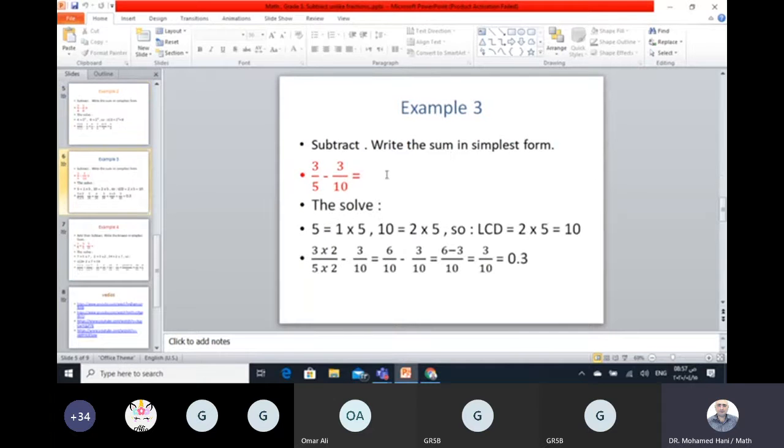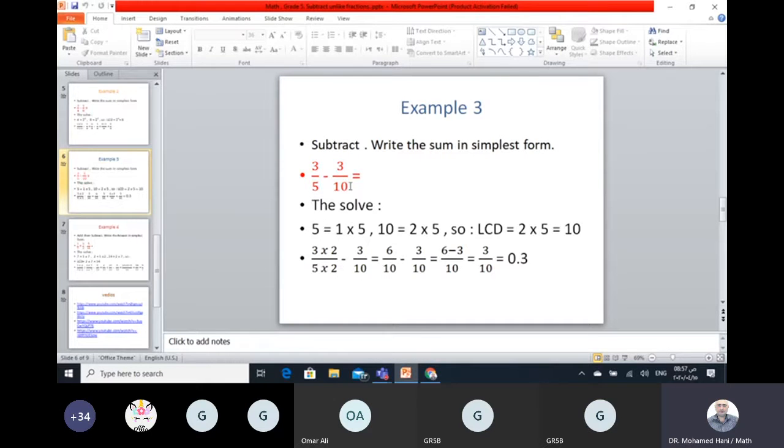Example 3. We have 3 over 5 minus 3 over 10. As you see here, we cannot subtract directly because we have different denominators, which means unlike fractions. So what I do is try to change unlike fractions to like fractions. Find the common denominator. How? Find the LCD.